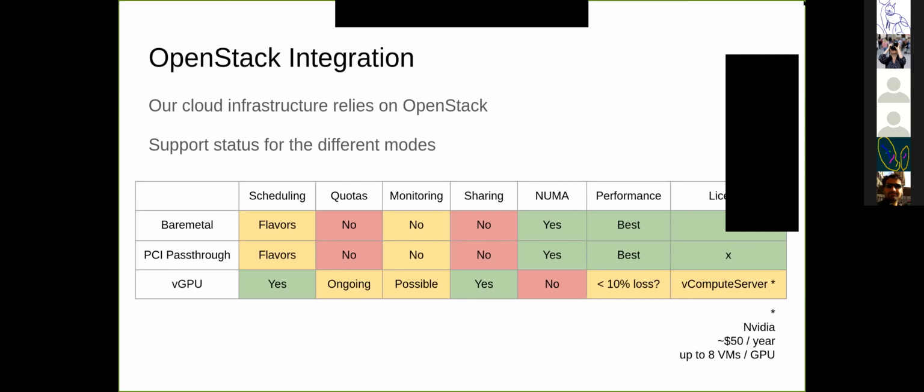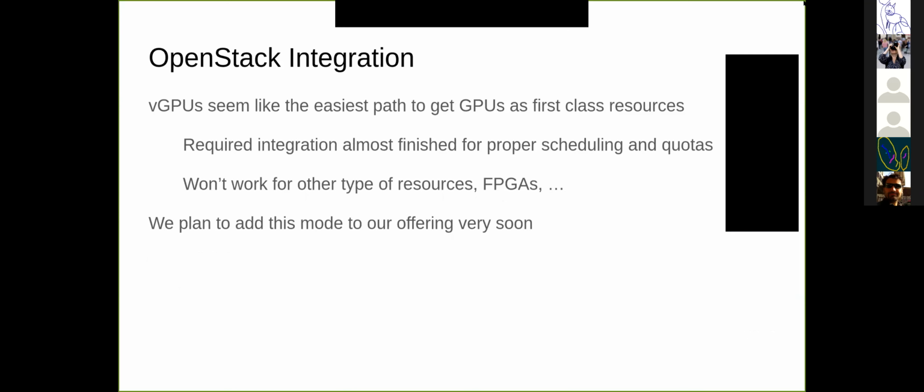And then for the license, there's no special license if we just do PCI pass-through or bare metal, but if we want to do vGPUs, you need to pay for a subscription for vCompute Server from NVIDIA, and the price is around $50 a year, and you can do up to 8 VMs per GPU. This is one of the options of these GRID licenses. So for us, if we want to offer GPUs as first class like we do CPUs in OpenStack, the easiest path seems to be vGPUs. We just have to make sure that we don't lose too much. In the end, we probably will be offering a mix of PCI pass-through and vGPUs.